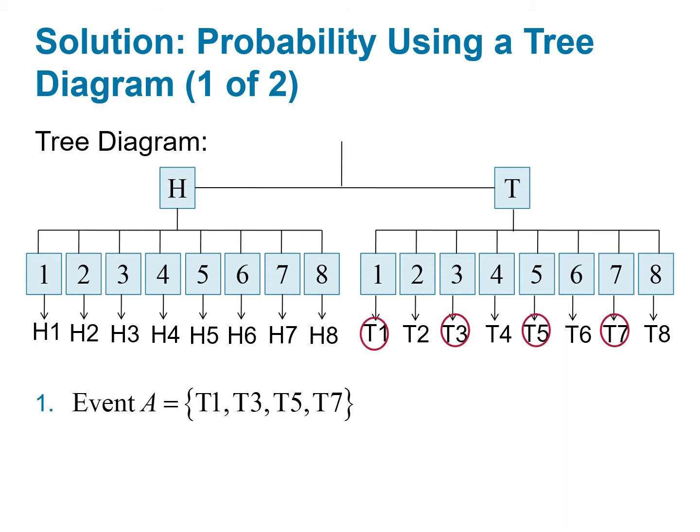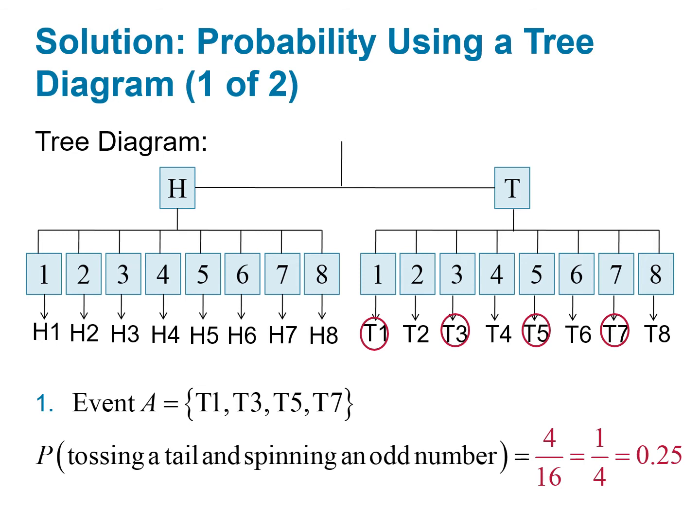Now, event A, if you remember, says getting a tails and an odd number. Okay, so we look for the ones that have tails and an odd number. That would be, as shown here, tails and a 1, tails and a 3, tails and a 5, or tails and a 7. Now, there are 16 total outcomes. 4 of those match our event. So the probability of tossing a tail and spinning an odd number would be 4 out of 16, which simplifies to 1/4, or if you want to put it as a decimal, 0.25.